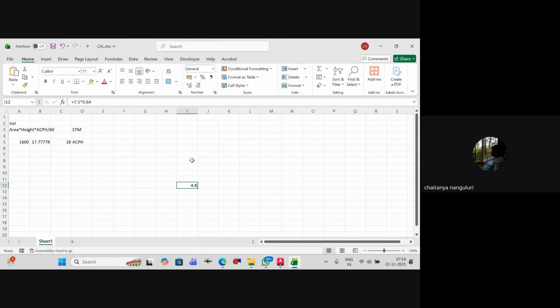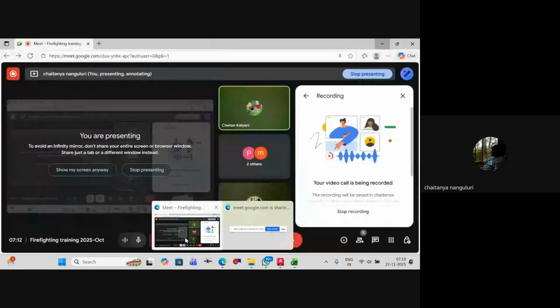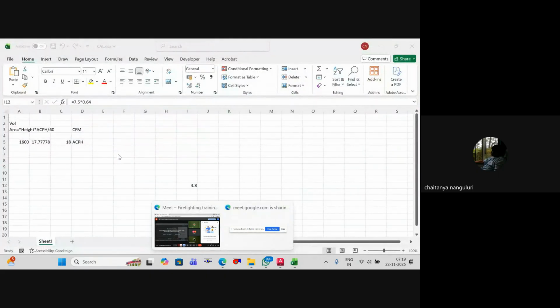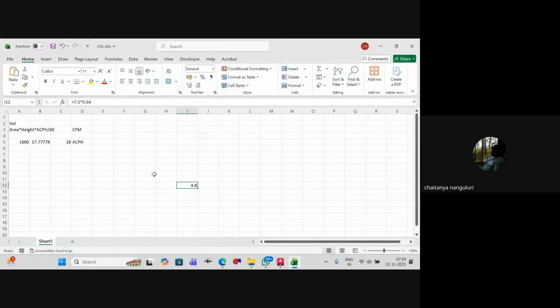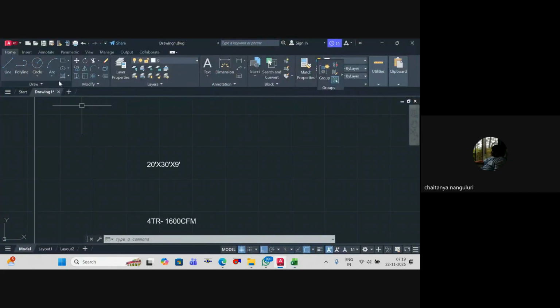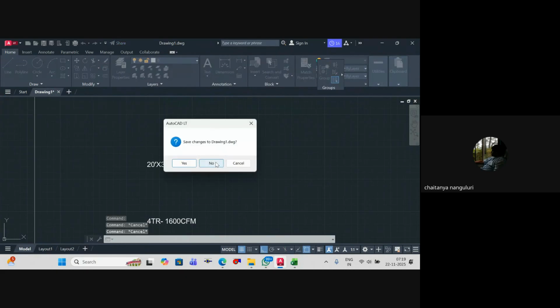Now we'll be working on the next element, which is your design part. So we'll open some project, for which we'll discuss, just a second.